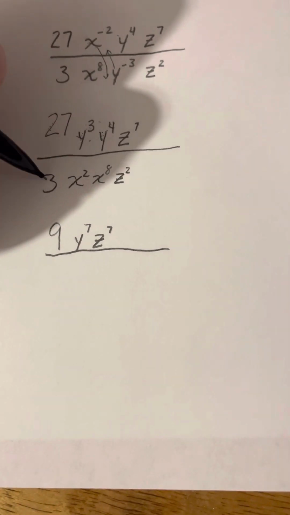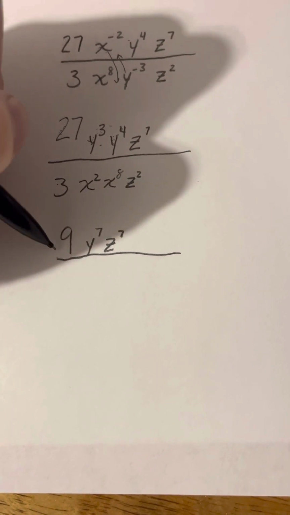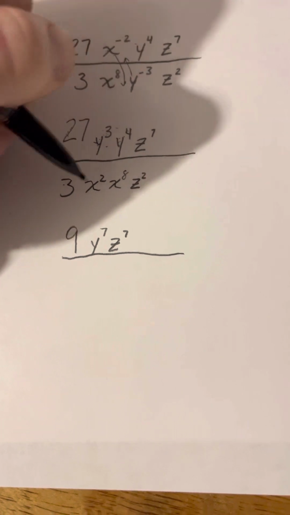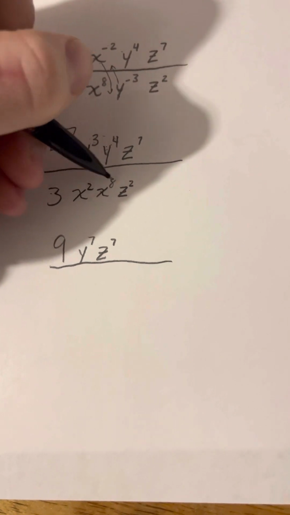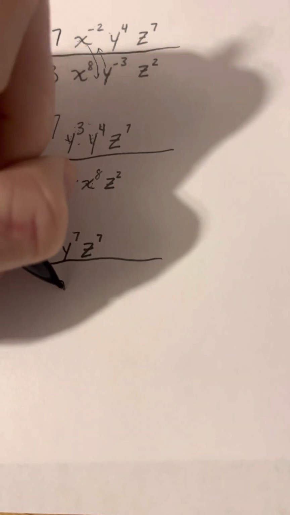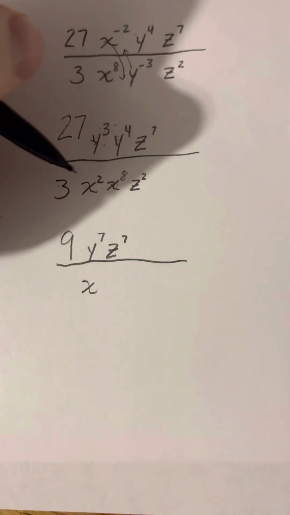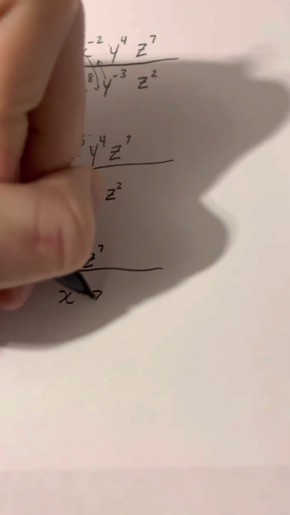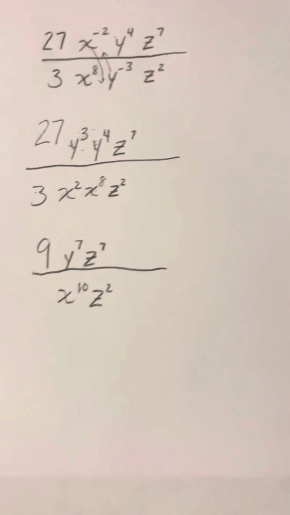Same thing on the bottom. So we already got rid of that because 27 over 3 reduced to 9 over 1. You can write the 1, you don't have to write the 1. x to the second times x to the eighth. These are the same base, again, same base of x, so we keep the base, and then we add our exponents. 2 plus 8 gives us 10, and then we still have z to the second.